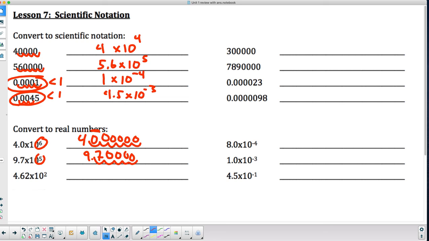We'll do one with a negative. Since we have a negative here, that means I'm moving to the left. So that means 8.0 like this. I go 1, 2, 3, 4. I put a decimal there. It looks like that. And yes, that 0 should be there, because if it's over here, that means it's significant. So I should include the 0 there.